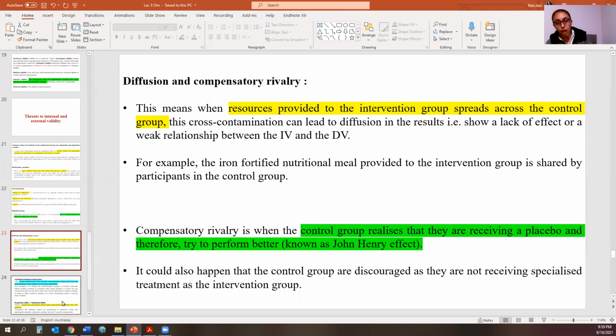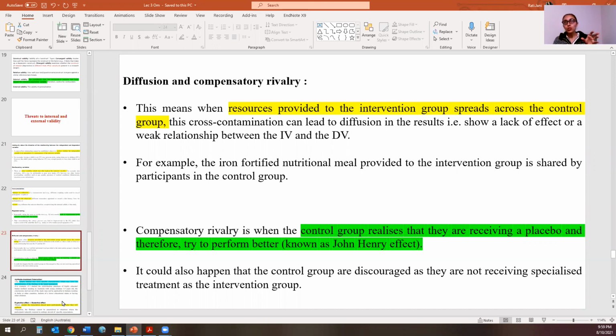Okay, so now you have diffusion and compensatory rivalry. So what does this mean? It means that when you have cross-contamination between your intervention and control group, and this has happened, unfortunately, in one of my research. So when I was in India, I was doing my postdoctoral studies in India. At that time, we had one group of mothers, and this was with Cornell University in United States.